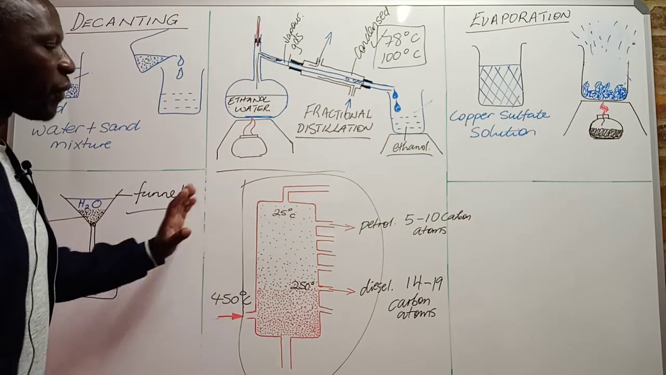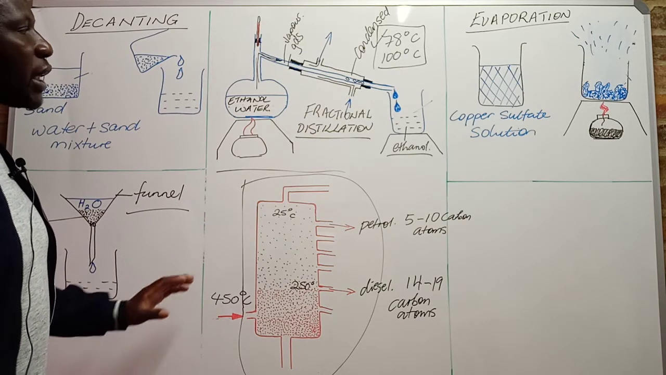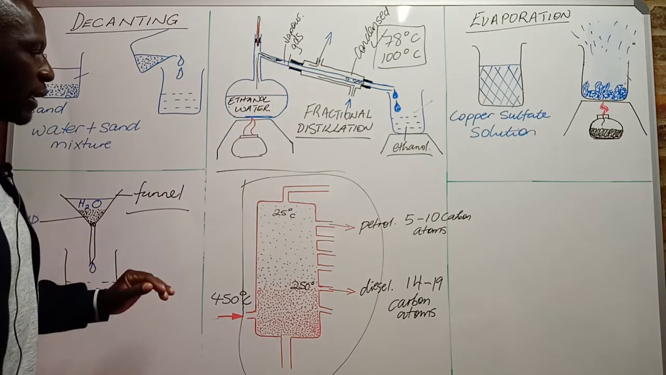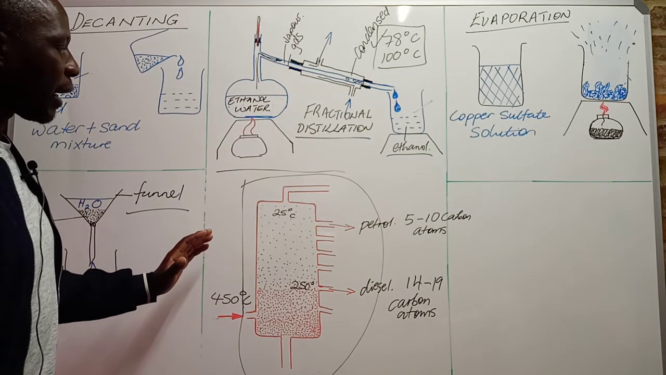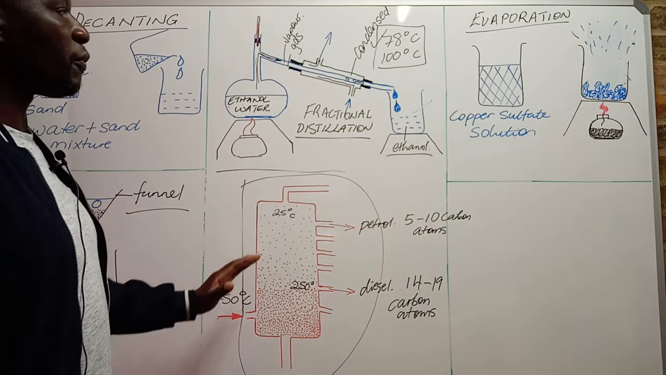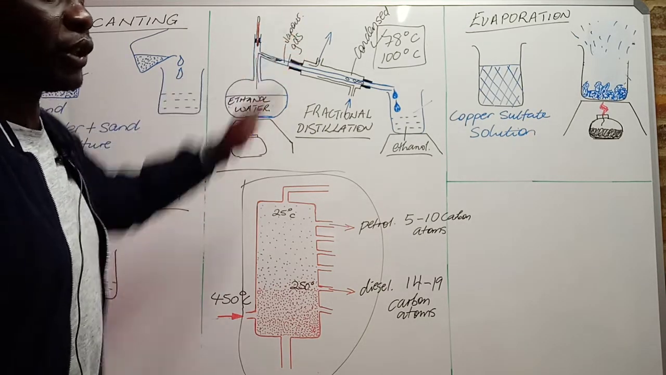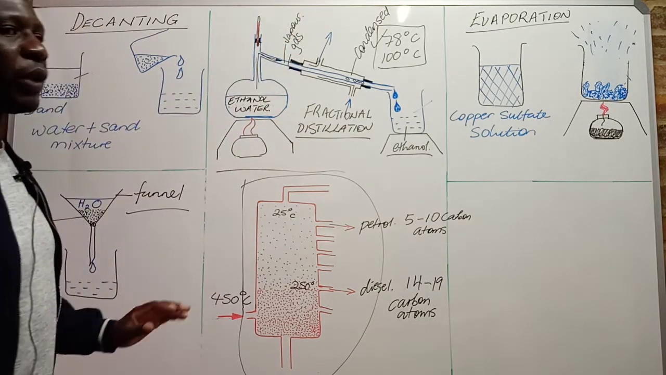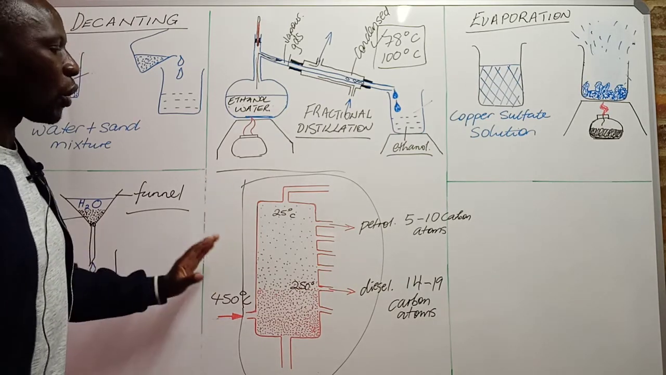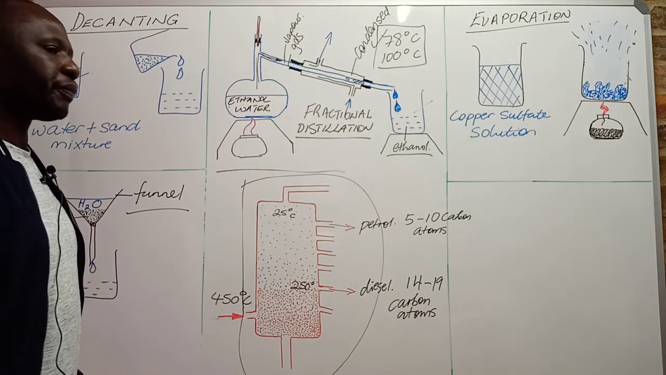A fractionating column works on the same principle as fractional distillation, but this is more of an industrial process of fractional distillation. Fractional distillation, we can do in a laboratory, but we will not be able to do a fractionating column in our laboratory at school.